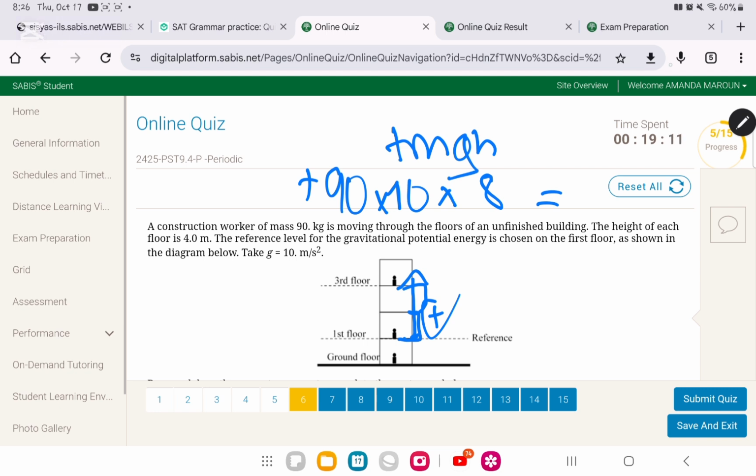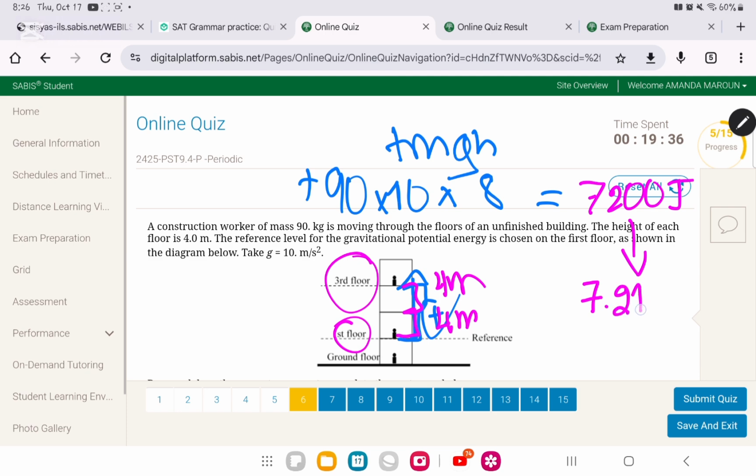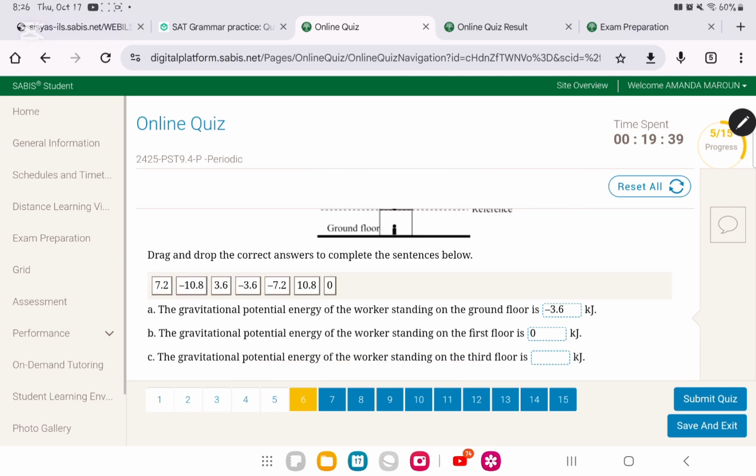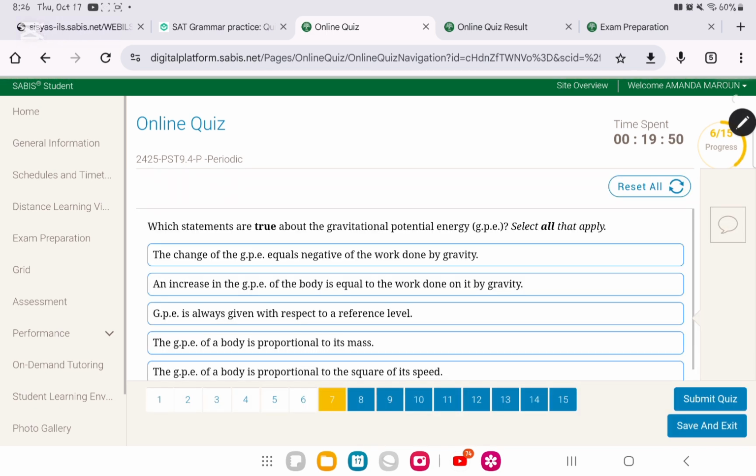How did we get 8 meters again? This is the first floor, this is the third floor. He is now 2 floors above the reference level. Each floor is 4 meters, so 4 meters plus 4 meters, you get 8 meters. If you do it on the calculator, you will get 7,200. This is in joules. I'm pretty sure they want it in kilojoules. It becomes 7.2 kilojoules. You divide by 1,000, or 10 to the power of 3. If you're switching from joules to kilojoules, you divide by 10 to the power of 3. Okay? So that's how we got 7.2.